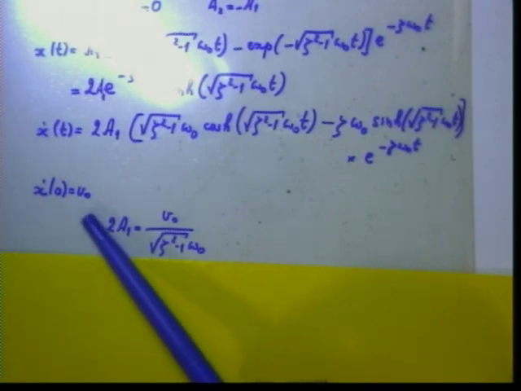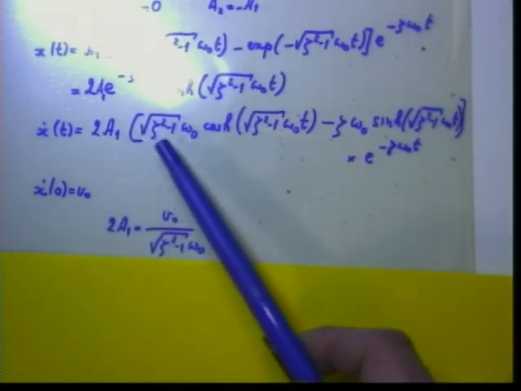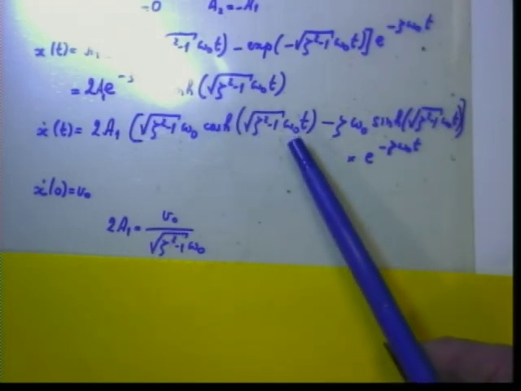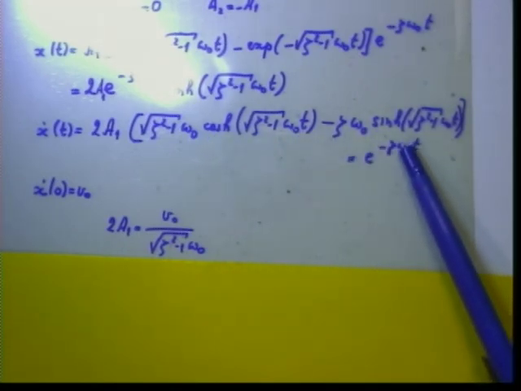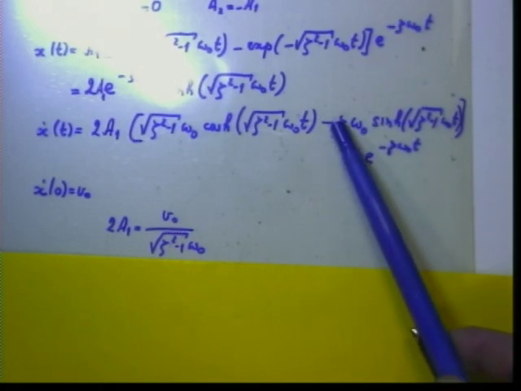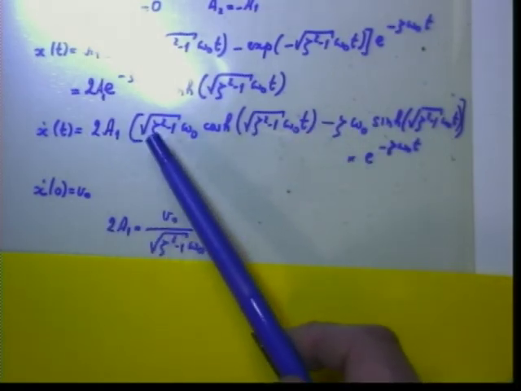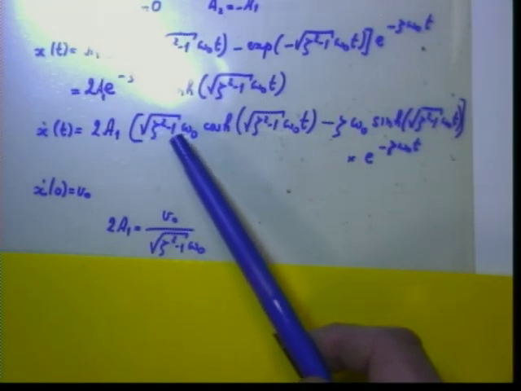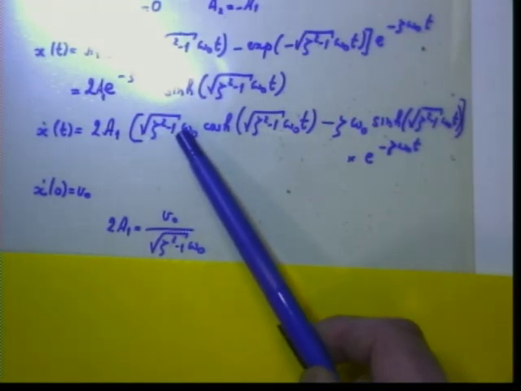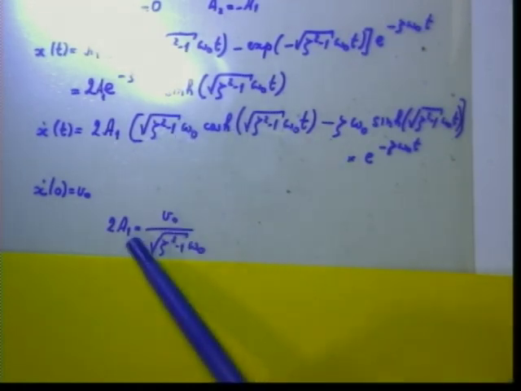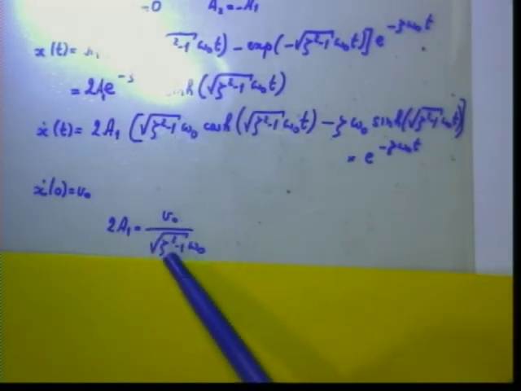First derivative at 0 equals v0. So I substitute t equals 0. Hyperbolic cosine at 0 equals 1. Hyperbolic sine at 0 equals 0. So this term drops. So I get 2a1 square root zeta square minus 1 omega sub 0. This equals v sub 0. So therefore 2a1 equals v sub 0 divided by this expression.